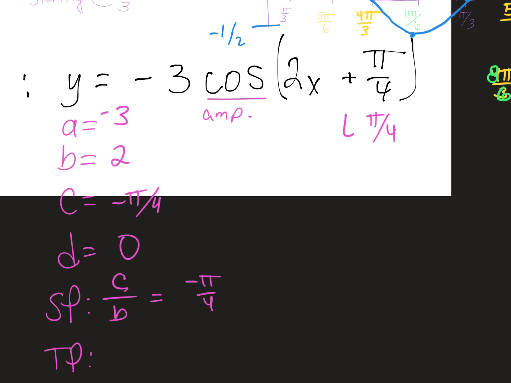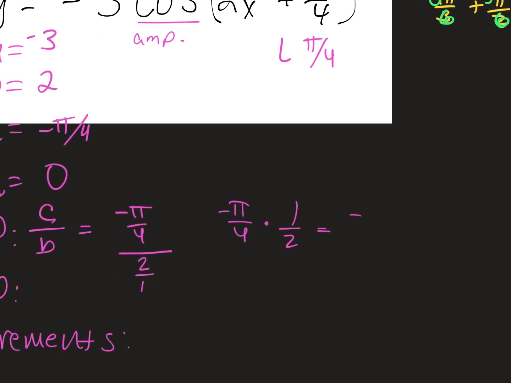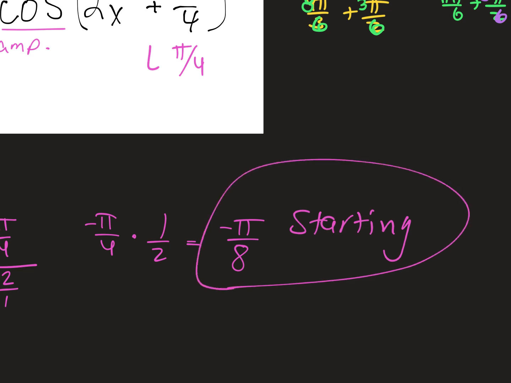-pi/4 divided by B. What's B? 2, which is the same as 2 over 1, right? You guys agree? How do we divide fractions, guys? Keep, change, flip. So -pi/4, let me write it differently. -pi/4 times 1/2 equals what? -pi over 8. That's where we're starting. Where we want to start. That's important.